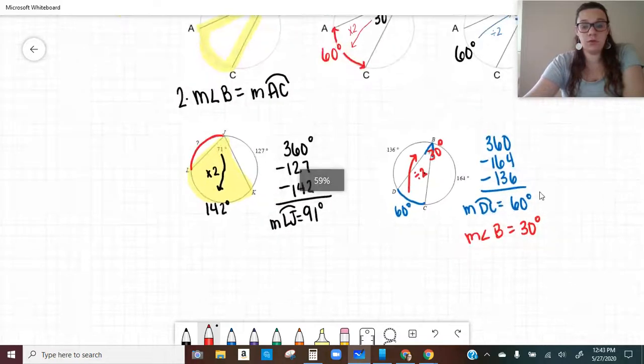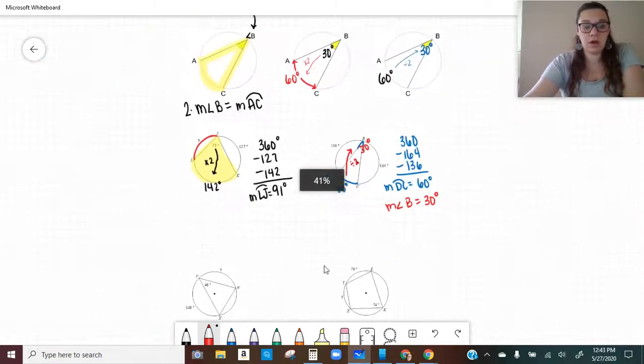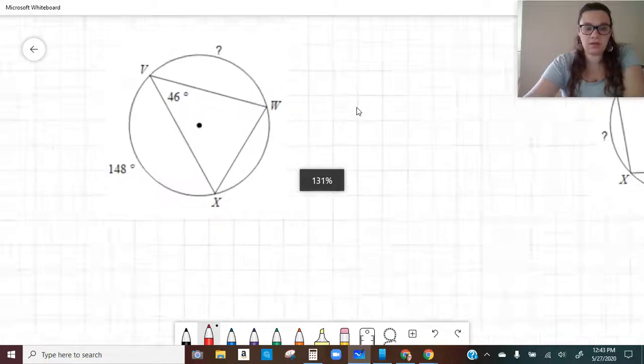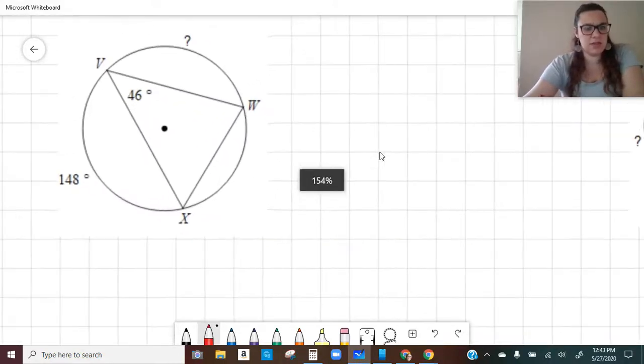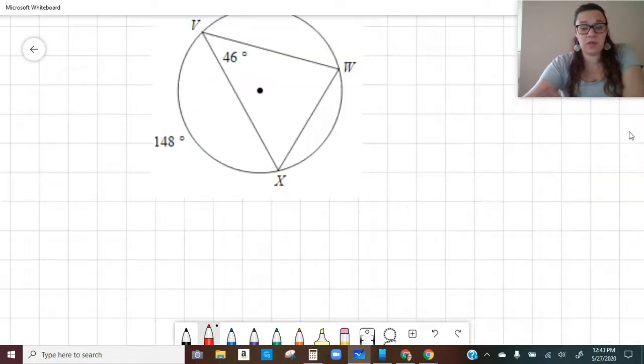I think we've got one more. We'd only have 2. Thought there was another one. All right. Oh, there they are. I was really lost there. We have a couple more. All right. This one looks a little bit different. It's got a triangle on the inside. The next one's going to have a quadrilateral on the inside.